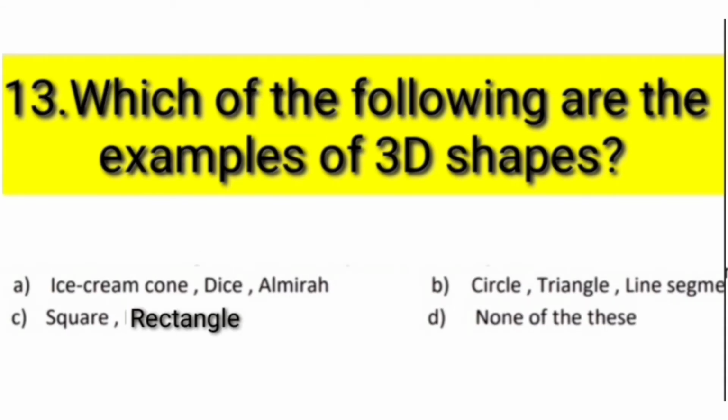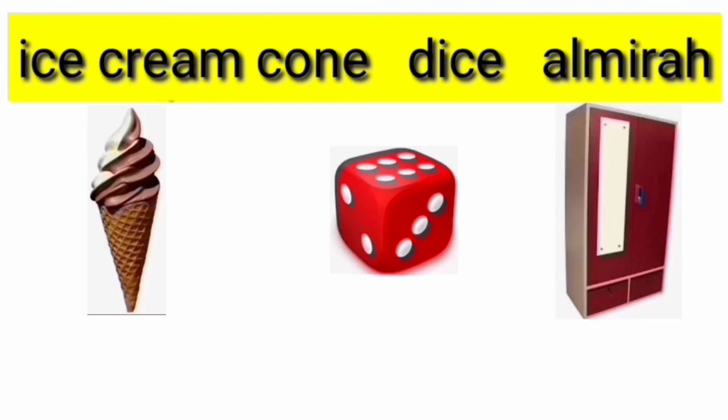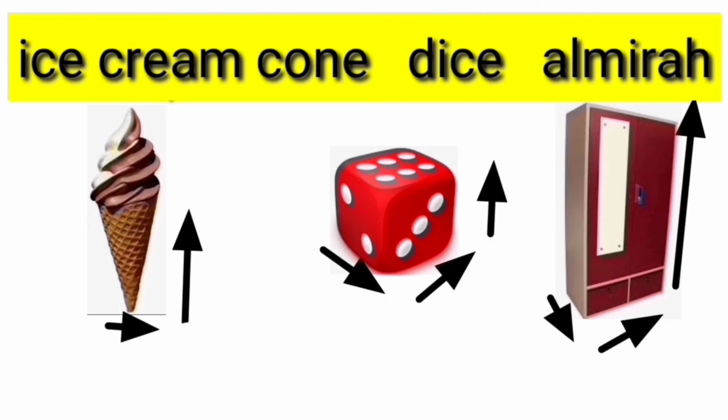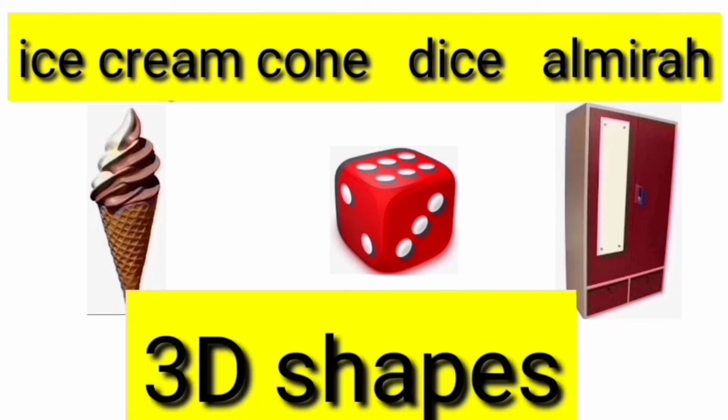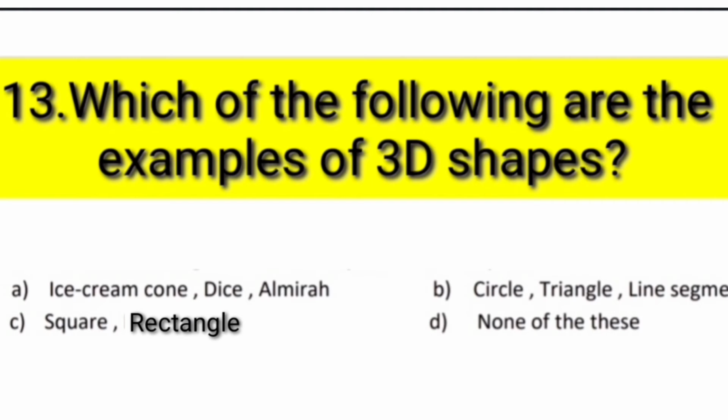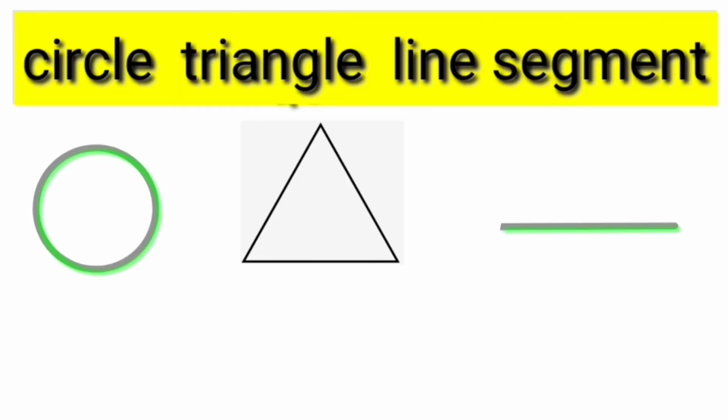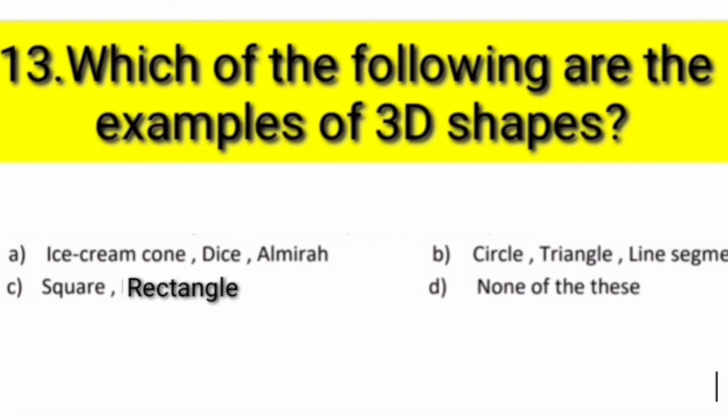Which of the following are the examples of 3D shapes? Here are 4 options. In the first option, there is ice cream cone, dice and almirah. Dear students, here in these pictures we have length, breadth and height. So that means these are 3D shapes. Now let's move forward to option number B. This is circle, triangle and line segment. Dear students, these are not 3D shapes.